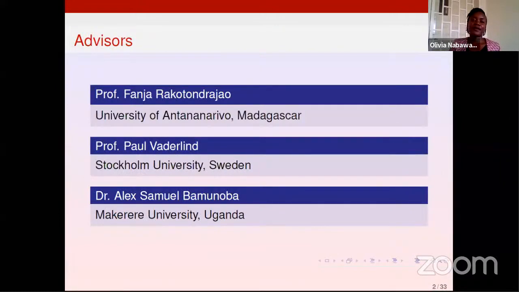I'm working under the supervision of Professor Fanja Raktondrajao from University of Nairobi, Madagascar, Professor Paul Vadalin from Stockholm University, Sweden, and Dr. Alex Samuel Wamnawa from Makerere University, Kampala.